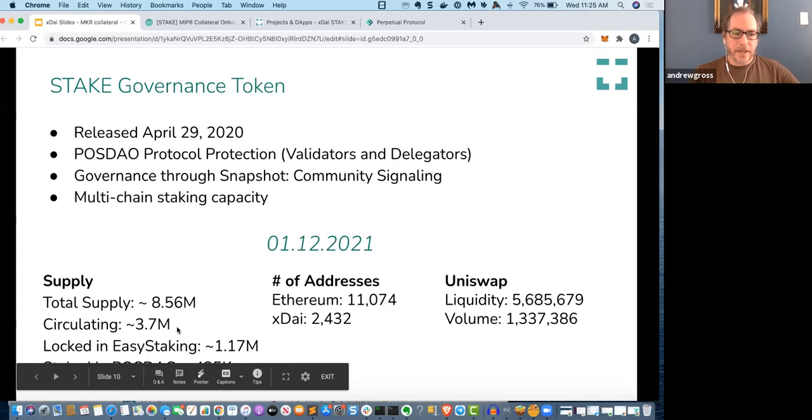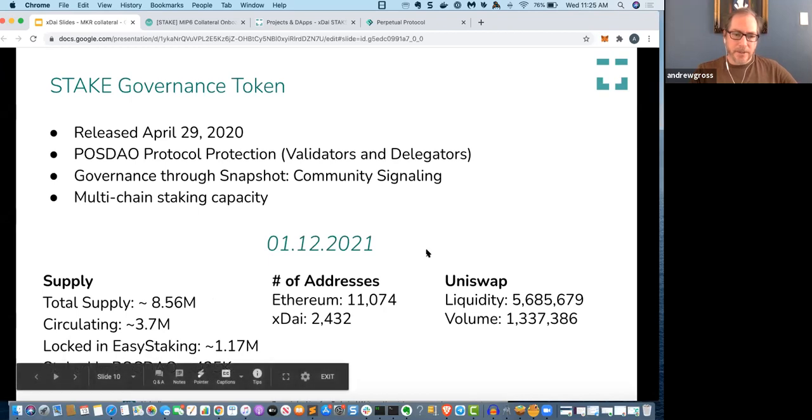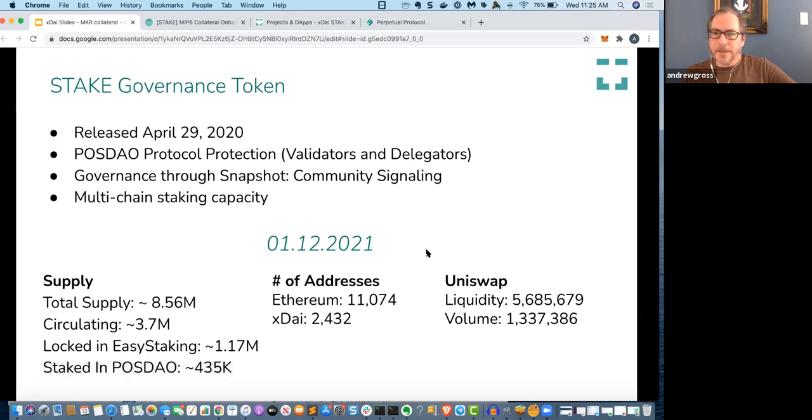Right now, the circulating amount is 3.7 million. And as I mentioned, in easy staking, approximately 30% of stake is locked right now in easy staking. So 30% of the circulating supply. And staked on POSDAO is about 435,000. So quite a bit of the circulating stake right now is actually locked in the protocols.